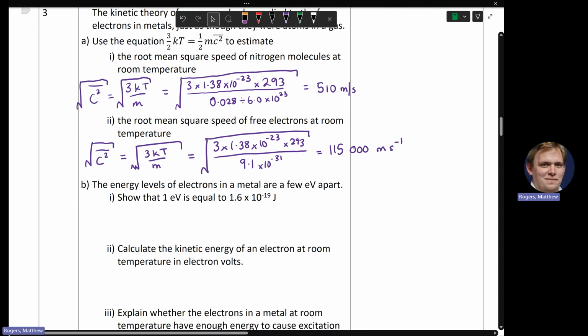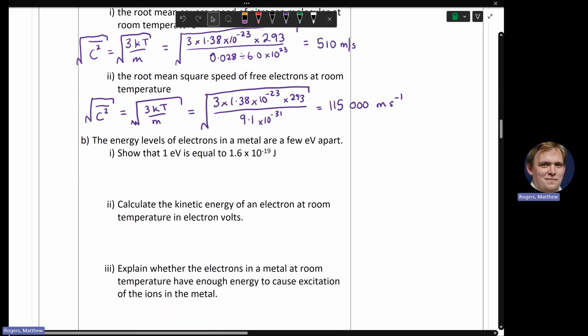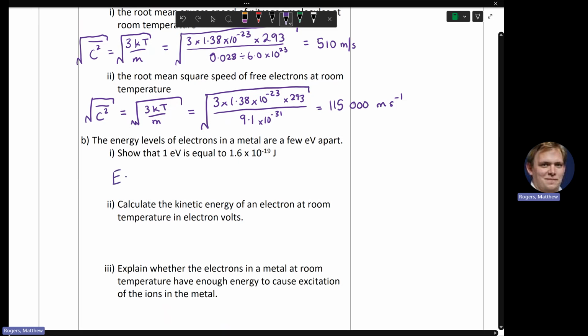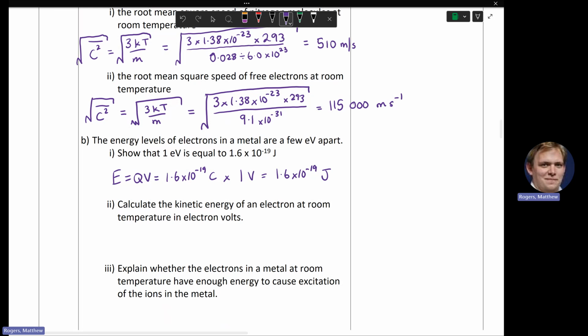B. The energy levels of electrons in a metal are a few electron volts apart. Show that 1 electron volt is equal to 1.6 times 10 to the minus 19 joules. So here we're using the energy equation E equals QV, but the charge that we're using is the charge on 1 electron. So this is 1.6 times 10 to the minus 19 coulombs times 1 volt, which just gives us 1.6 times 10 to the minus 19 joules. That's where the electron volt comes from: the energy when an electron is accelerated through a potential difference of 1 volt.